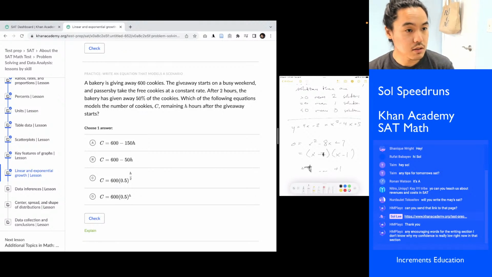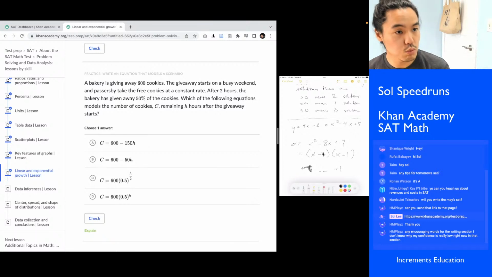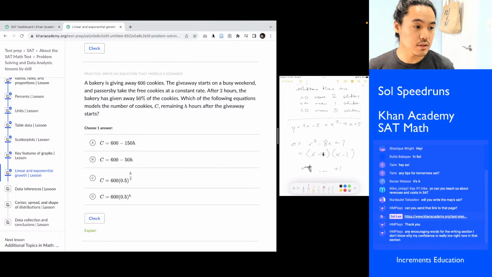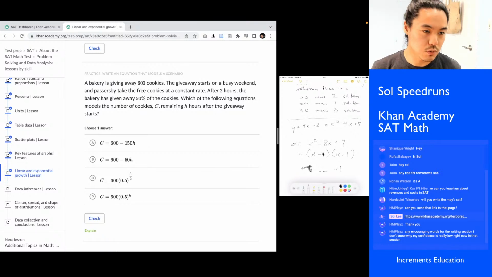So that gets to Taim's question, which is, what are my tips for tomorrow's test? Let me start with the basic ones. Guys, eat healthy today, and sleep early today. And drink lots of water, be hydrated. Stay biologically healthy today.